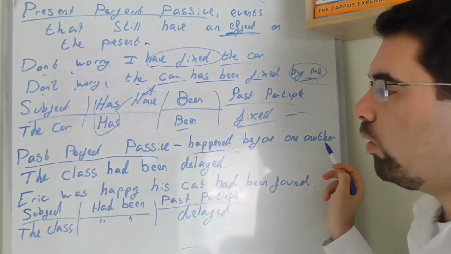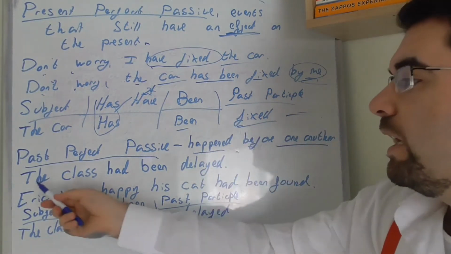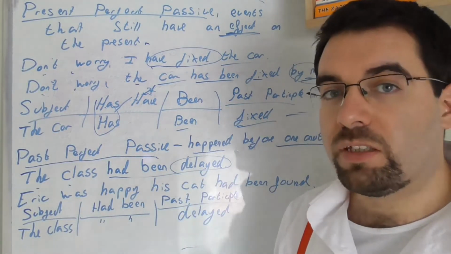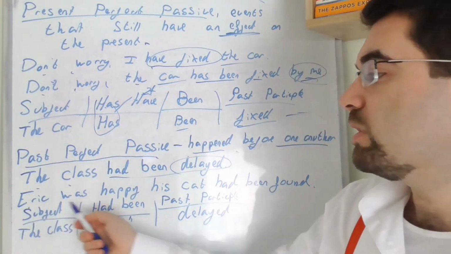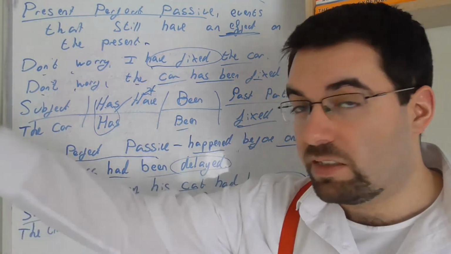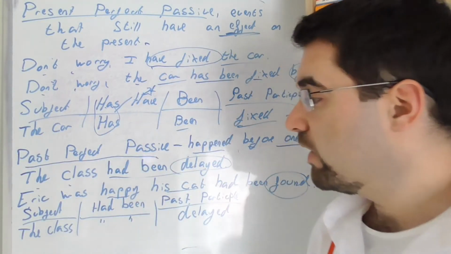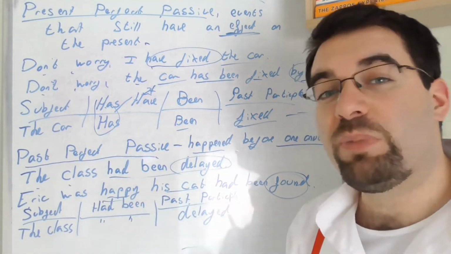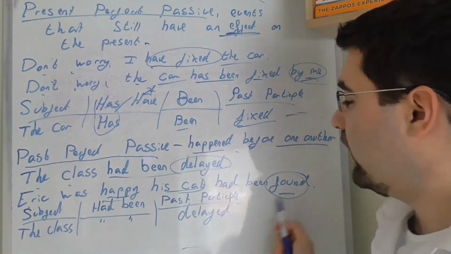But let's also look at the past perfect passive. Something happened before another thing. The class had been delayed. Annoyingly, the teacher was late. The class had been delayed. Eric was happy. His cat had been found. The cat was lost doing its thing, wherever in Hong Kong, Shenzhen, you choose a place. But now the cat was back, and because of that, Eric is happy. His current state of being is happiness, because his cat had been found.